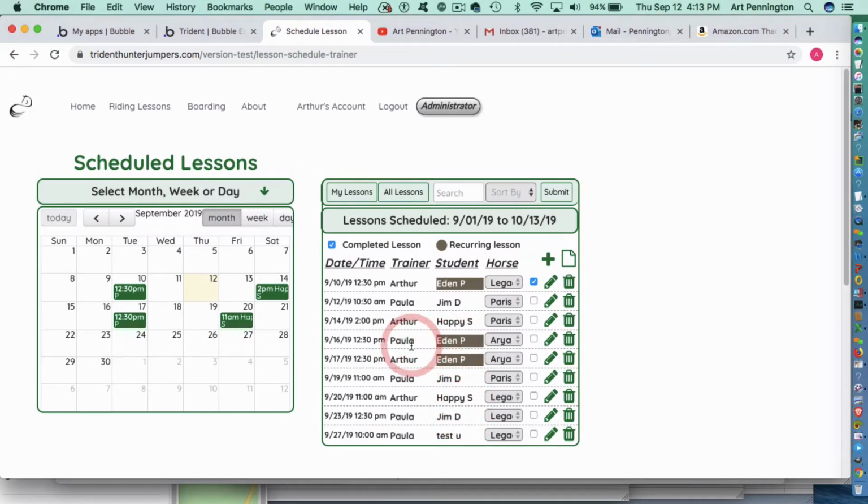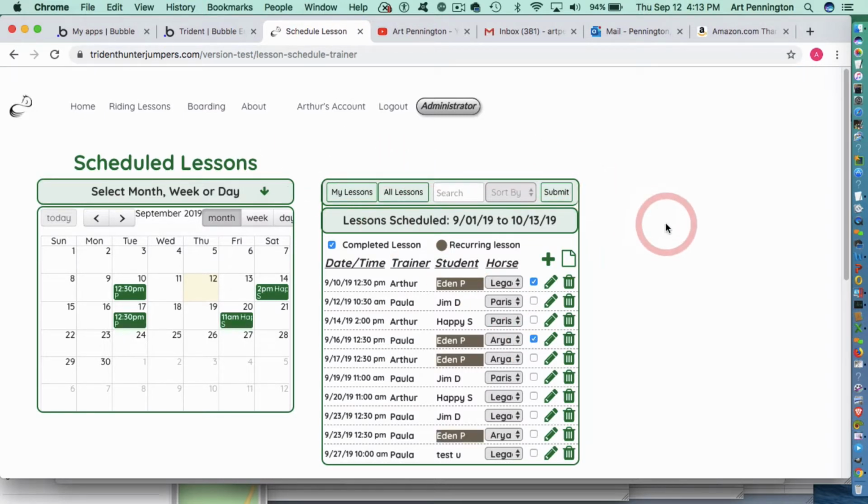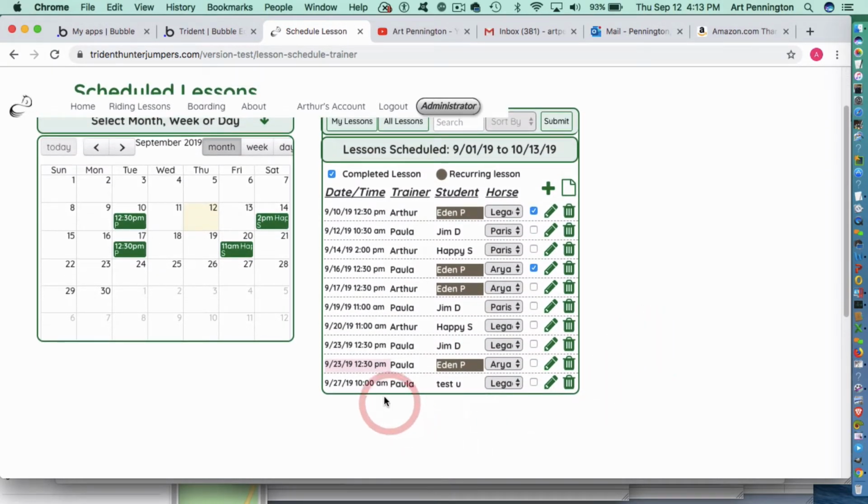So now let's mark the one on the 16th complete here by clicking this little checkbox. And you see the little blue line goes across. That means it's doing something. It created another lesson on the 23rd at 12:30 for Eden. But I hope you can see this. It's highlighted in red. It's kind of a light red. Maybe it should be darker. But anyway, that indicates there's a conflict.